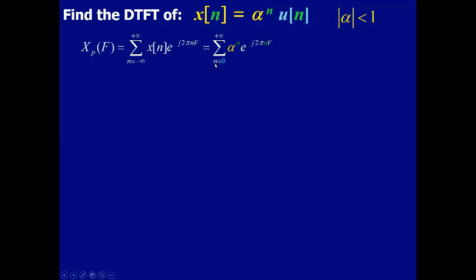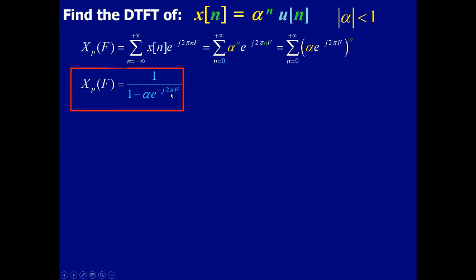And I have the sum from n equals 0 to infinity of alpha to the n e to the minus j 2 pi nf, which, since these both have exponents of n, I can rewrite as alpha e to the minus j 2 pi f, all raised to the n power. And that's an a to the n summation, which we know the closed form answer to. It's 1 over 1 minus whatever we had here, raised to the n power, in this case alpha e to the minus j 2 pi f.